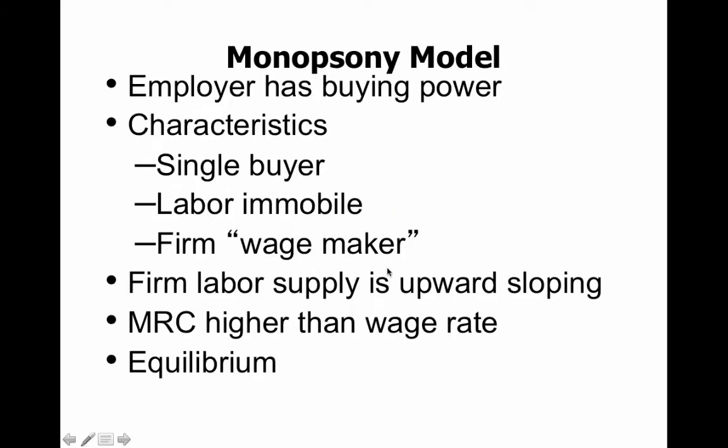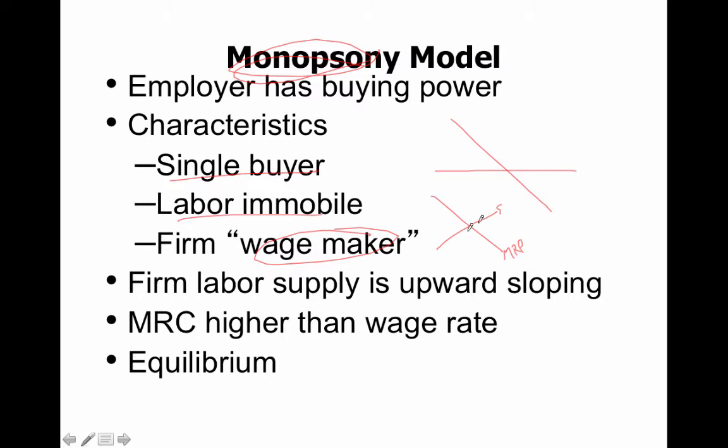When it's not the case, we call it a monopsony, another weird word. You just got to get used to it. A monopsony is where the employer has buying power. So the characteristics of a monopsony are a single buyer of the labor, and labor has to be relatively immobile. This makes the firm a wage maker. So what that means is that we still have an upsloping supply of labor. So instead of our horizontal supply with our downsloping demand, now we're going to have an upsloping supply for the firm, okay?